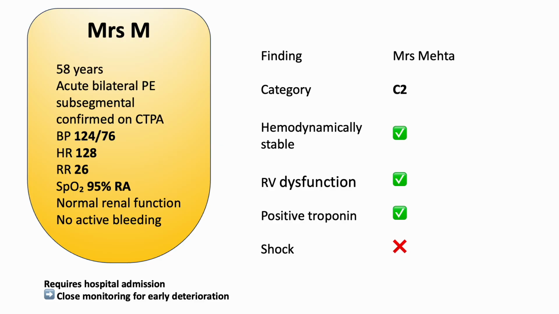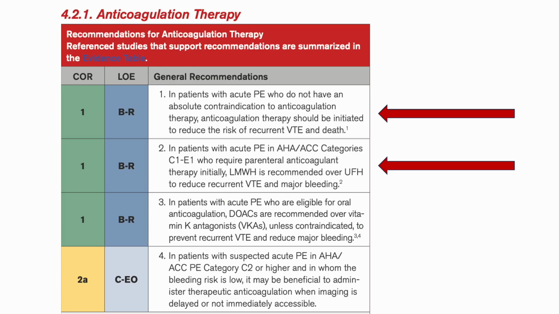So for Mrs. Mehta, now our patient is in category C2, hemodynamically stable. What should we do next? We have her in a hospital. We're going to monitor her for deterioration. The recommendation says that if your patient has acute PE and does not have an absolute contraindication to anticoagulation, anticoagulation therapy should be initiated to reduce the risk of recurrent thromboembolism and death. So, anticoagulation must be given, but please rule out the absolute contraindications.